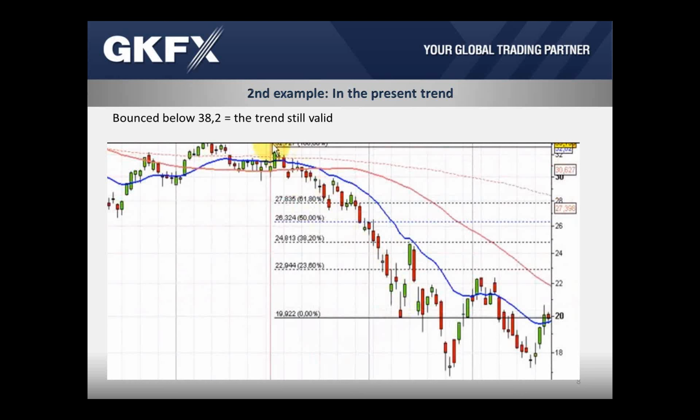Now, a second example in a present trade. So here I took the start of the trend and the end of the trend. And as you can see, the exchange rate first penetrated the first retracement at 23.6, but finally bounced below the second retracement at 38.2.